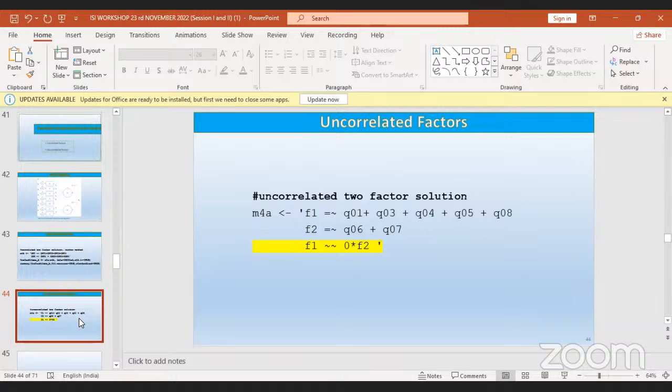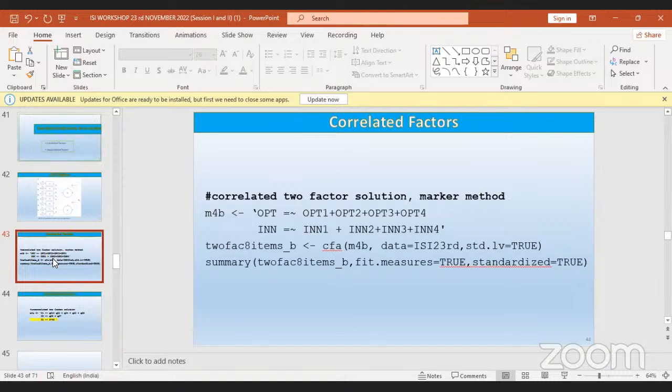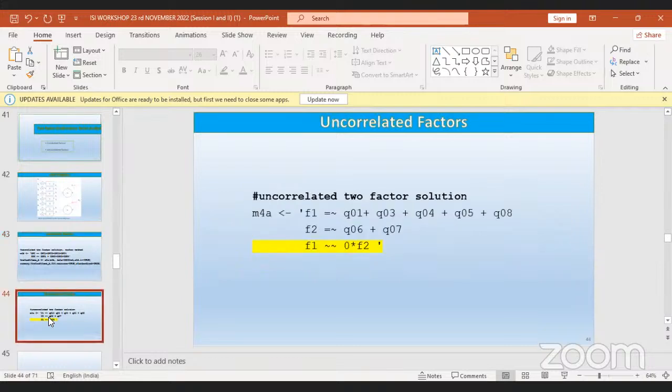Now for uncorrelated two factors, this is the script. You can see for correlated factors, this is the marker method correlated two-factor solution. And for the uncorrelated two-factor solution, we have to give this script. That is, F1 and F2, these two are not correlated to each other.